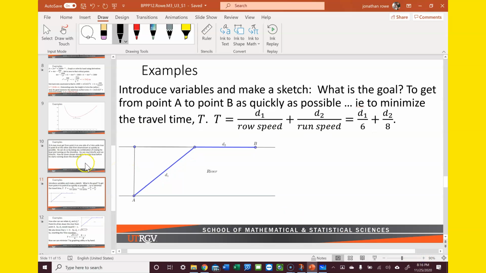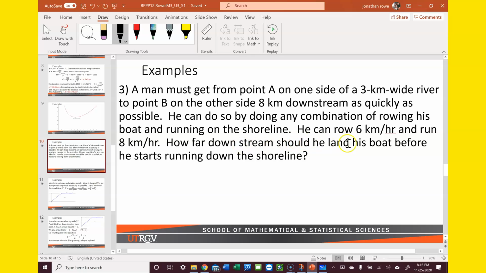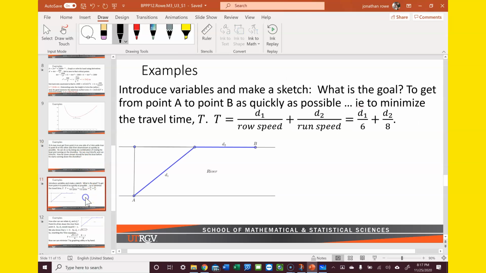And I think that's the goal here, if I can read that problem again. How far downstream should he land his boat before he starts running down the shoreline? Because he wants to get there in the quickest way possible, I'm assuming. Yeah, it says that. Get downstream as quickly as possible. So we want to minimize the amount of time it takes. All right. So the total time is going to equal his time rowing plus his time running.